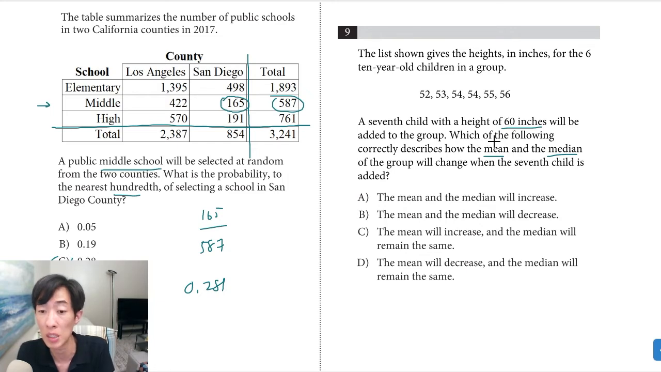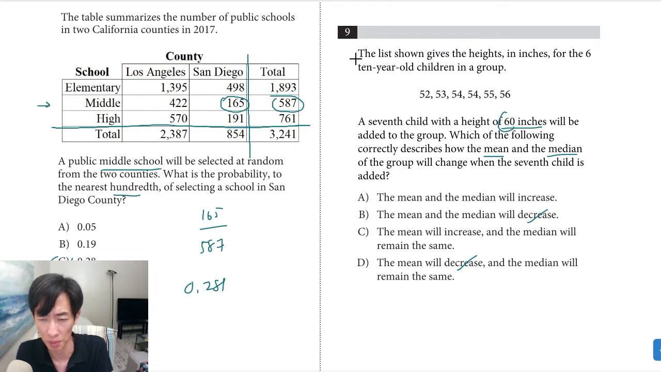So obviously we know the mean, which is the average, is going to go up because this kid is 60 inches, or 5 feet tall. So let's eliminate anything that says the mean is not going to go up. Choice A, mean and median will increase. That's okay. B is out, and D is out because they both say the median or the mean will decrease.